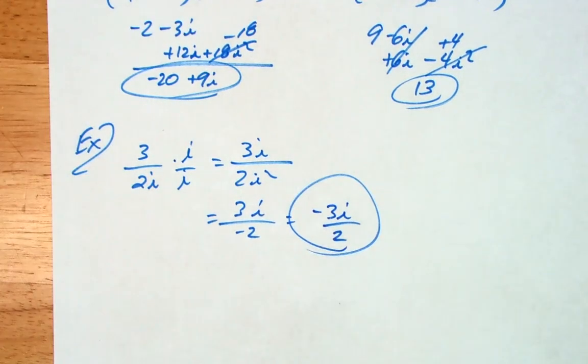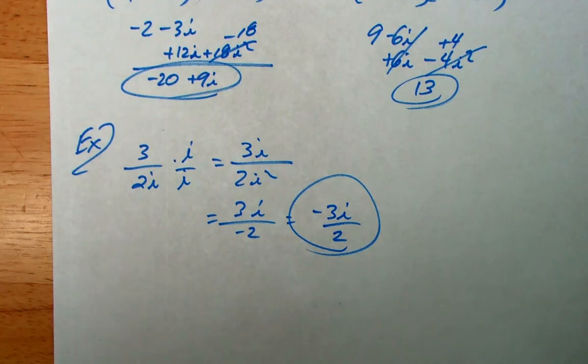So do we have any i's on the bottom anymore? No. That's good. So that wasn't so bad, was it? For now, just multiply the top and bottom by i. i squared is negative 1. Okay.